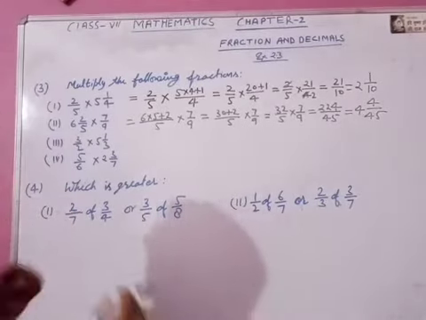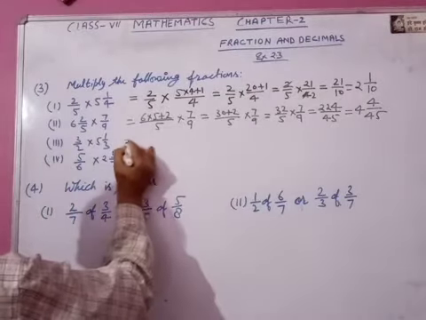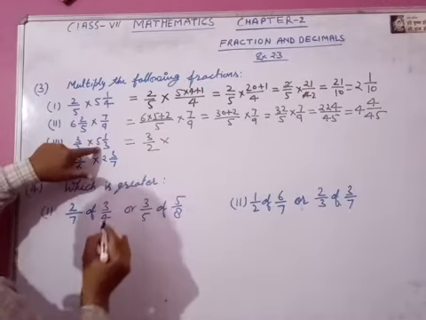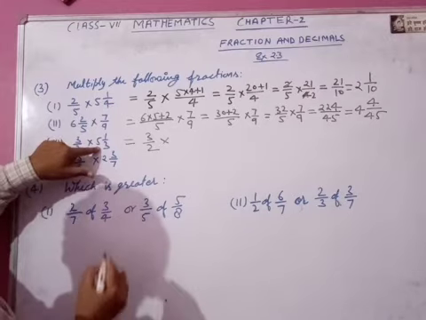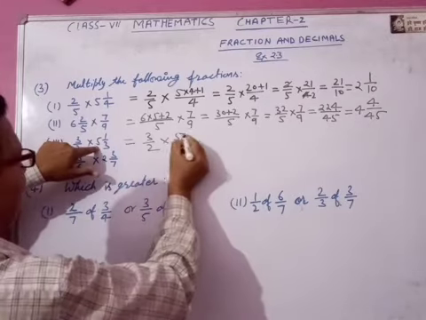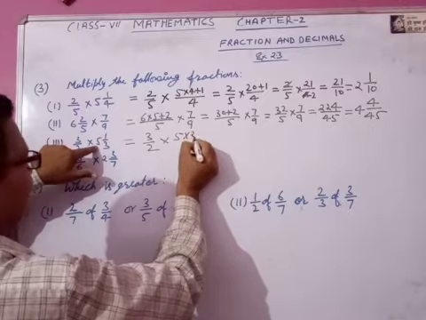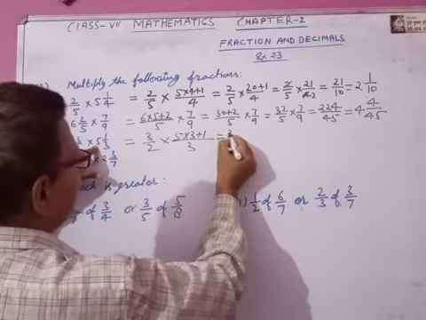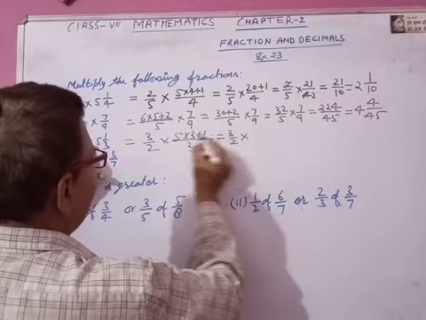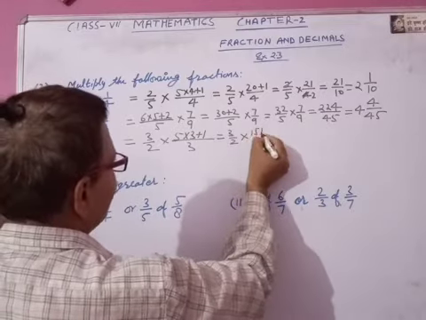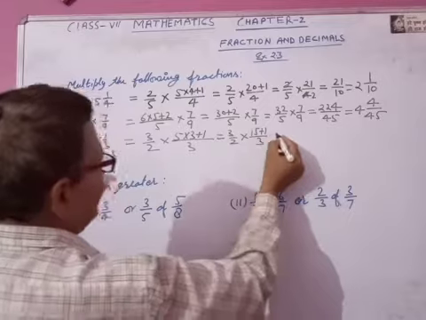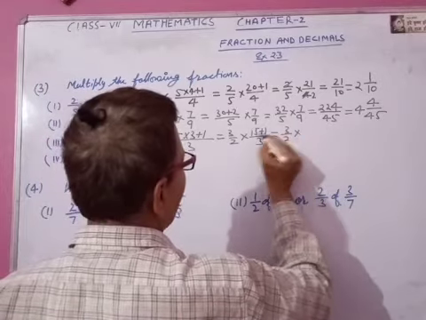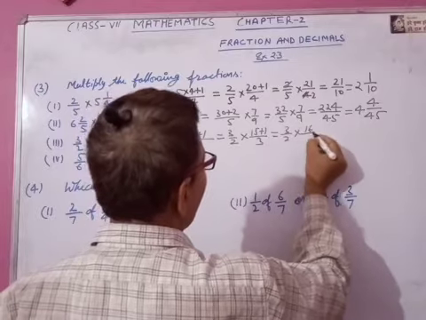Now you will see question this part, 3 upon 2 of 5 whole 3. You will change this mixed fraction into an improper fraction. 5 whole 3 is 5 multiplied by 3 plus 1 upon 3. That is 3 upon 2 multiplied by 5 whole 3, which is 15 plus 1 upon 3. That is 3 upon 2 into 15 plus 1, 16 upon 3.